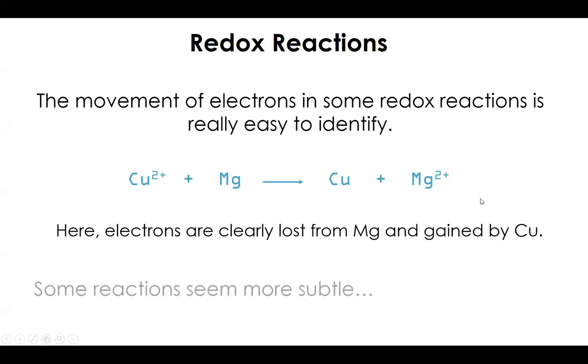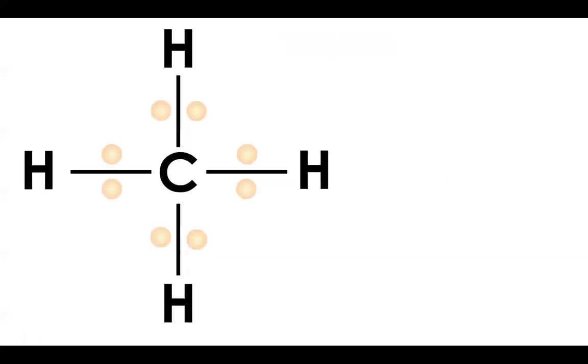But sometimes it's not so easy to tell what happens. This can be the case when we look at the reactions of cellular respiration. So to make this concept a little bit easier, so we can start to identify where we're losing electrons, we can consider a simple hydrocarbon. So this is methane, okay?